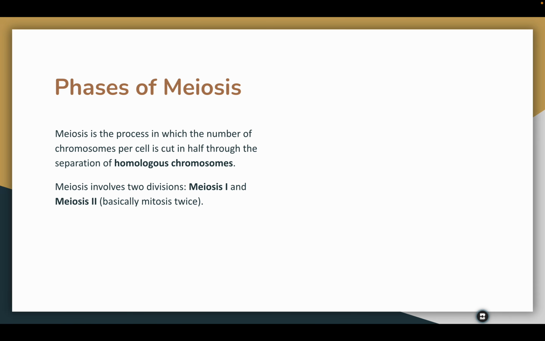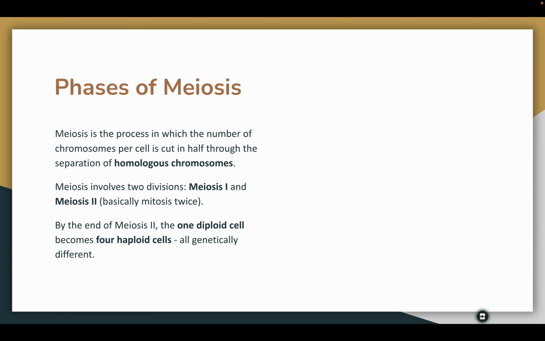But meiosis essentially is mitosis that happens twice. It's really easy to remember how we label them. The first division is called meiosis 1, and the second is called meiosis 2. So again, it's basically mitosis happening twice with a couple of extra twists.